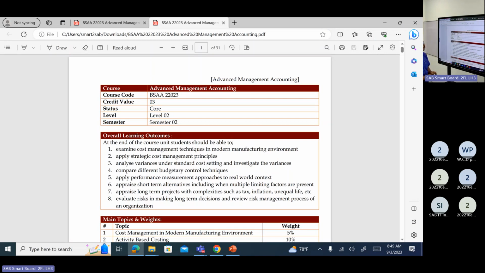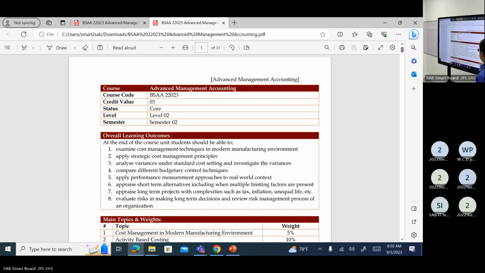Okay, so you can see the course outline, like the content. Examine the cost management techniques in modern manufacturing environment. Then apply strategic cost management principles. Analyze variance and the standard cost setting and investigating the variance. Compare different budgetary control. Apply performance measurement. Apply short-term alternative including multiple limiting factors. Appraise long-term object projects with complexities, tax inflation, unequal life.